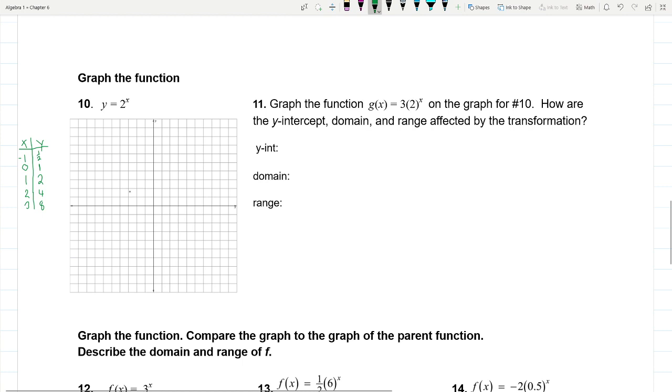And so I can graph this. At negative 1, I'm at 1/2. At 0, I'm at 1. At 1, I'm at 2. At 2, I'm at 4. And then at 3, I'm at 8. And so I can graph this.